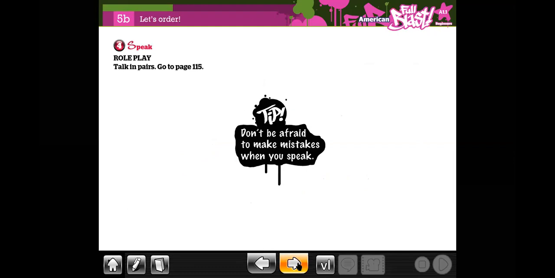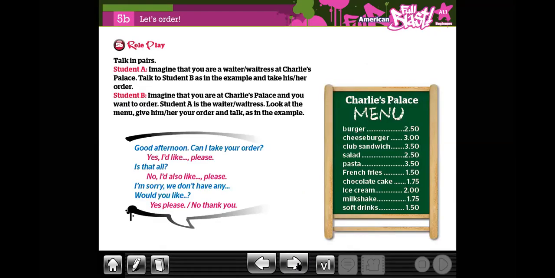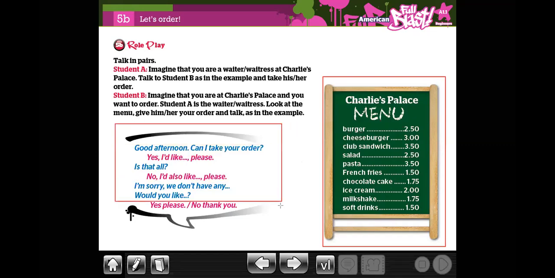Now, okay, in this case, let's continue, pay attention. Here we have, in this case, it's about an order, okay? Now, pay attention to this. In this part, you're going to create a short conversation with this. Pay attention. You are going to create a short conversation. It's a restaurant. It's a short conversation.